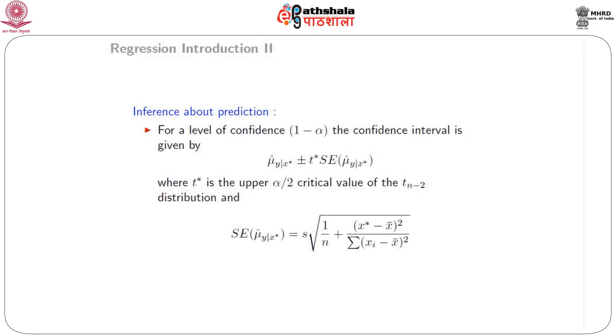So, for a level of confidence 1 minus alpha, we can again find the confidence interval for the prediction, which will be given by mu hat subscript y given x star plus minus t star times standard error of mu hat subscript y given x star, where t star as before is the upper alpha divided by 2 critical value of the t n minus 2 distribution, and standard error of mu hat subscript y given x star is given by s times square root of 1 divided by n plus (x star minus x bar) whole square divided by sum of (x i minus x bar) whole square.